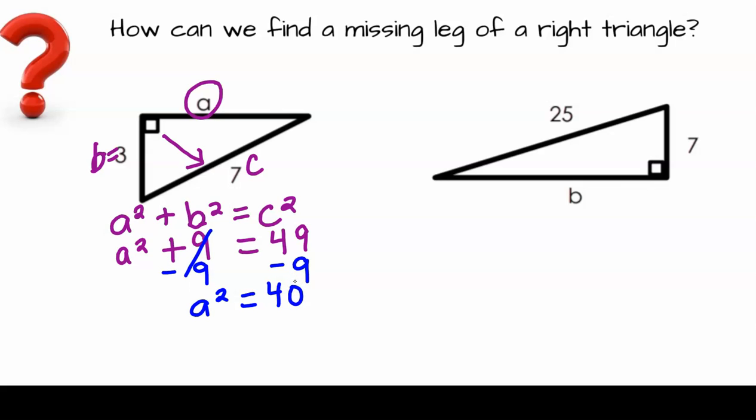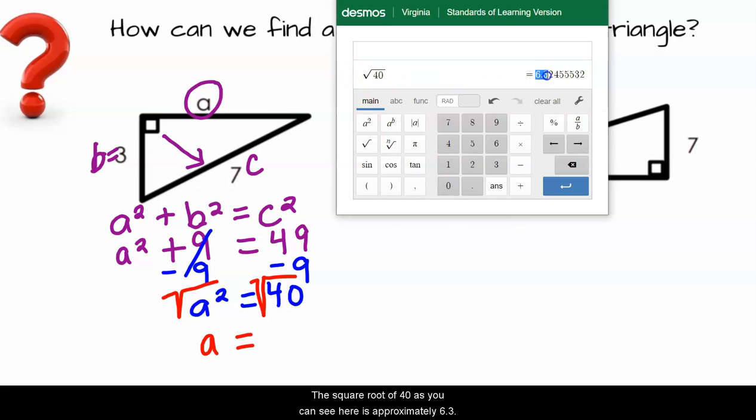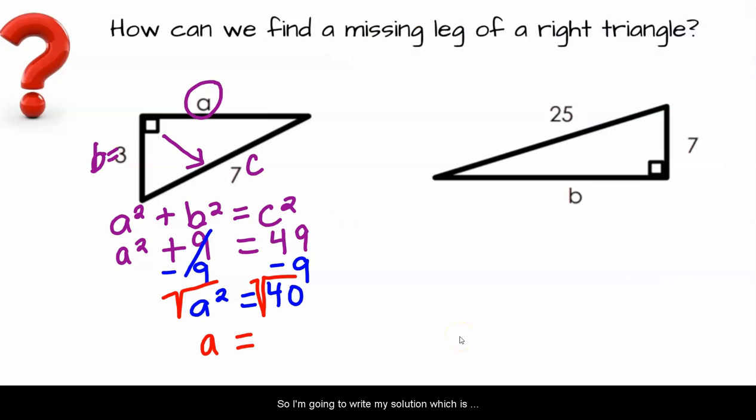So now the last step is just like when we had the hypotenuse, we're going to find the square root of each side. The square root of a squared and the square root of 40. The square root of a squared is a, and now I'm going to find the square root of 40 using my calculator. So let's bring that in, and I'm going to type in the square root key first, 40. The square root of 40, as you can see here, is approximately 6.3. So I'm going to write my solution, which is approximately 6.3 units.